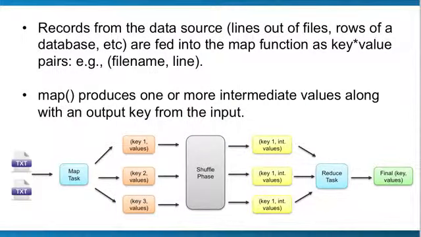So let's start with the map. Records from the data source are fed in the map function as key value pairs. And the map produces one or more intermediate values along with an output key from the input. So if you look at the diagram on the bottom, we have an example where there's two text files. You have a map task, which splits the data input into multiple key and value pairs. Then you have the middle section, which is a shuffle phase that we'll talk about. Then you have the intermediate data coming into the reduce task, and a single output, which is a key value pair.